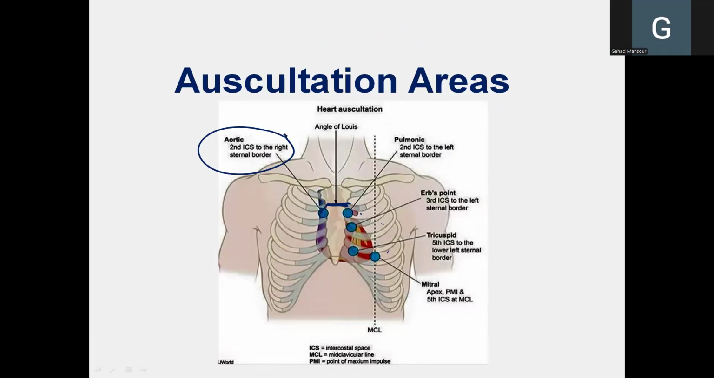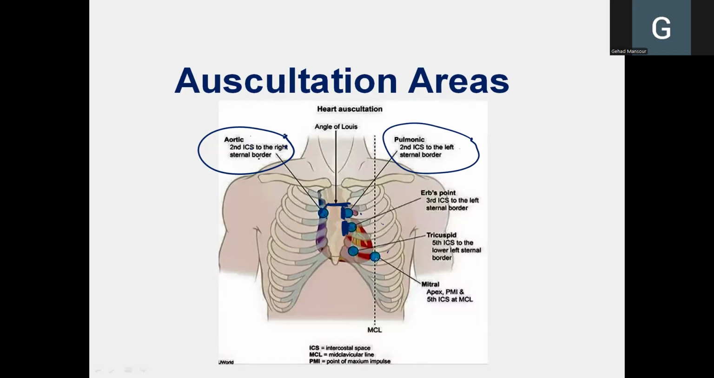Second, right intercostal space, you have to say right, at the sternal border. Pulmonary area, second left intercostal space at the sternal border. Erb's point, third intercostal space at the left sternal border. So every time you have to say which space, right or left, and which sternal border.